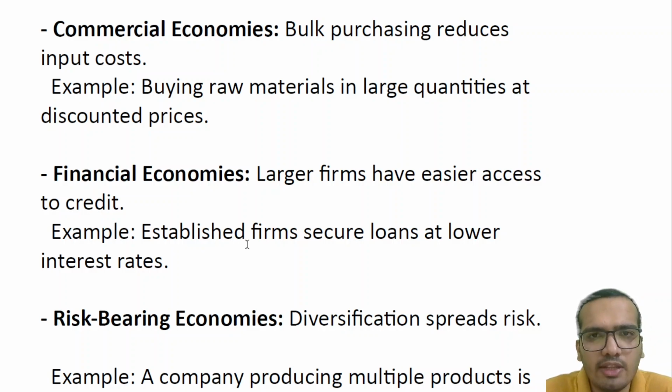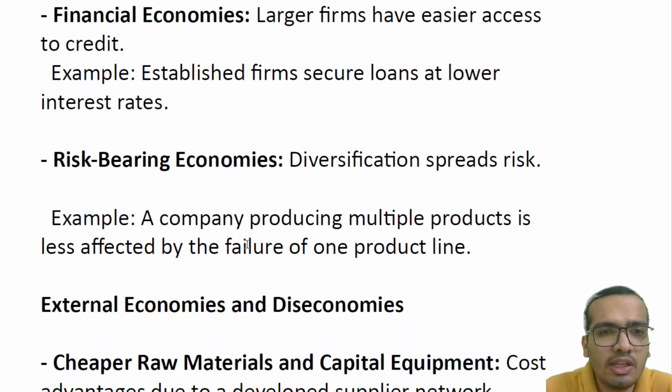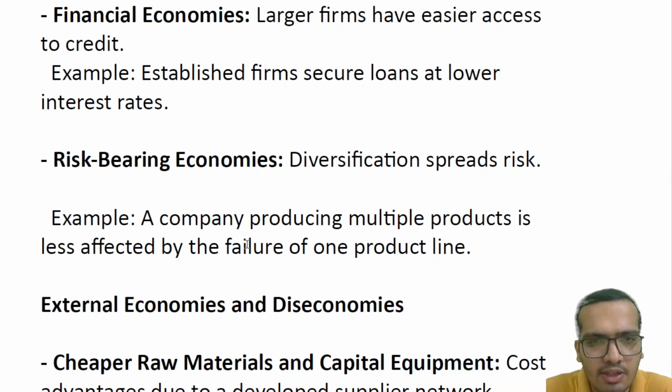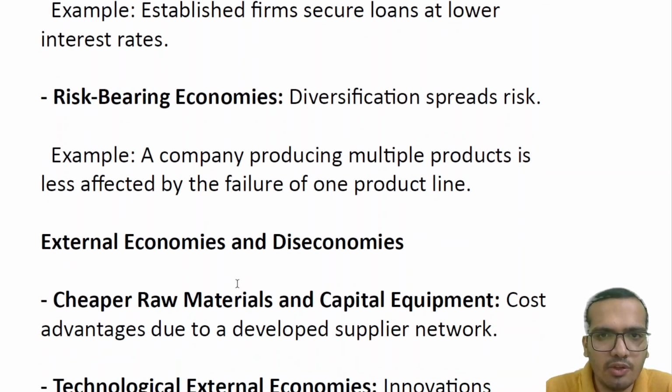Then comes financial economies, that is larger firms have easier access to credit. Example, an established firm secures a loan at a lower interest rate. Then comes risk bearing economies, that is diversification spreads risk. Example, a company producing multiple products is less affected by the failure of one product. So if we have diverse products, it will help to reduce the risk.